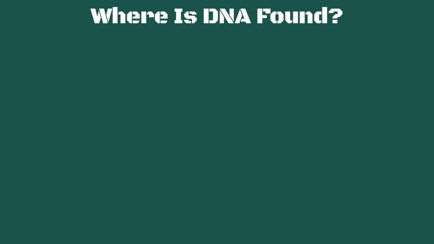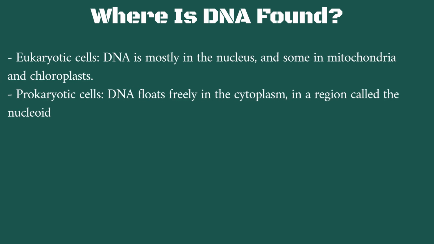Where is DNA found? In eukaryotic cells, DNA is mostly in the nucleus and some in mitochondria and chloroplasts. In prokaryotic cells, DNA floats freely in the cytoplasm in a region called the nucleoid.